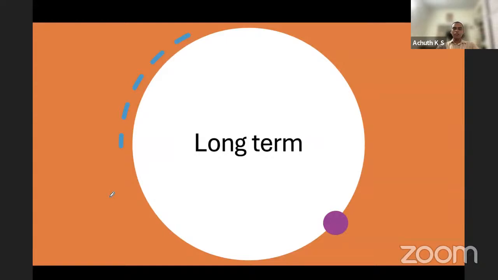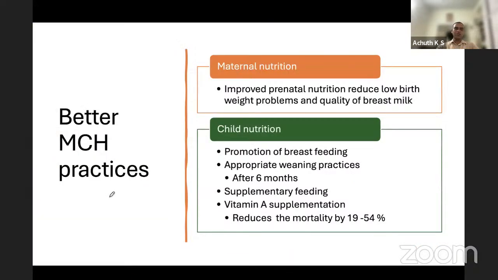Got it? And what are the long-term measures which we are using in this? That is maternal nutrition. If the mother is healthy, the child is also healthy. Improved prenatal nutrition reduces low birth weight problems and improves the quality of breast milk, hence no diarrhea because of good immunity and good nutrition.